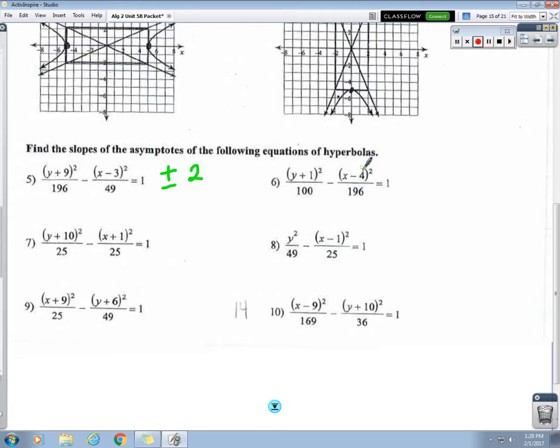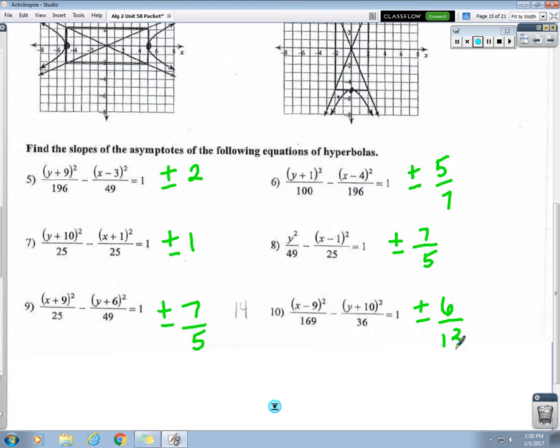Okay, number 6. It would have been 10 over 14, but that will reduce to 5 over 7. Number 7. It would have been 5 over 5, and so that just reduces to 1, or 1 over 1 if you want to keep it a fraction. Number 8. Plus or minus 7 over 5. Number 9. Plus or minus 7 over 5. And number 10, plus or minus 6 over 13, because that one doesn't reduce.